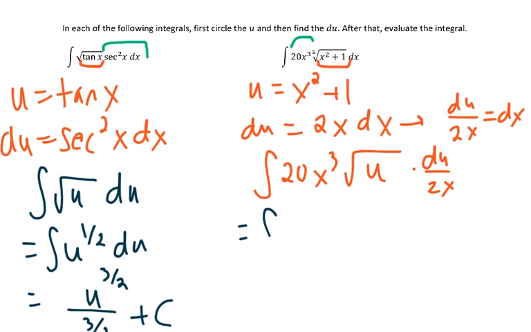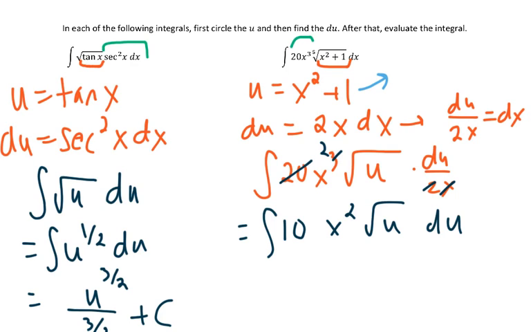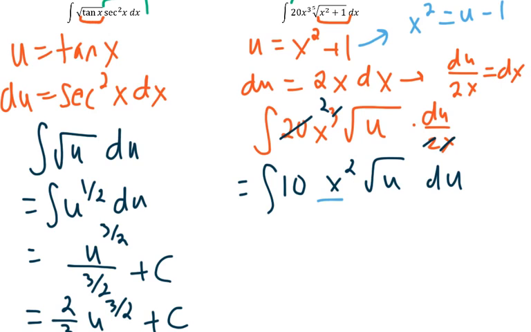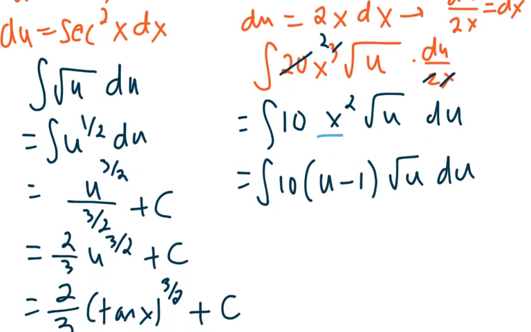When I simplify that, these 20 and 2 cancel, I'm left with 10. One of these x's canceled, so I'm left with x squared square root of u. I want this all to be in the same variable though. And so what I'm going to do is solve this for x squared. To do that, I'm going to subtract 1 from both sides. So x squared is u minus 1. So here, instead of writing x squared, I'm going to write u minus 1. So I have 10 u minus 1 square root of u du.